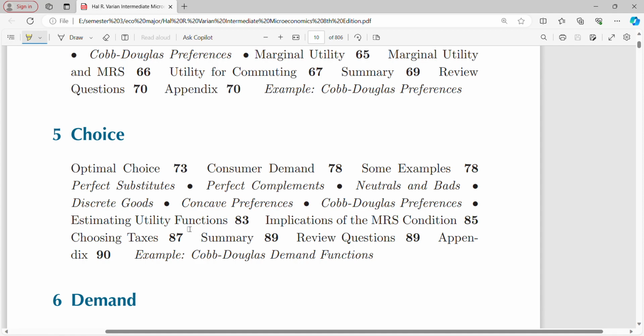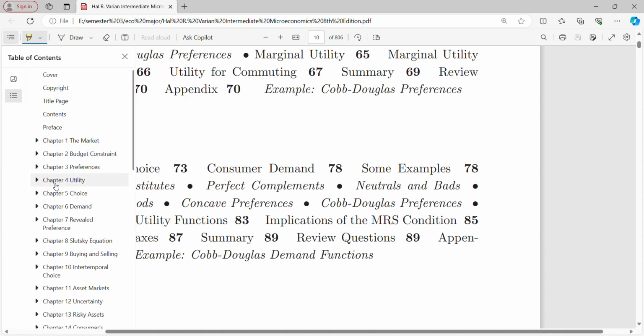And this chapter will be covered in this class itself, because these are all concepts that we have already studied. The estimating utility functions and implications of the MRS condition sections are just for reading. That will be important, but it can be read by yourself. Okay, so we'll move to chapter 5, Choice.